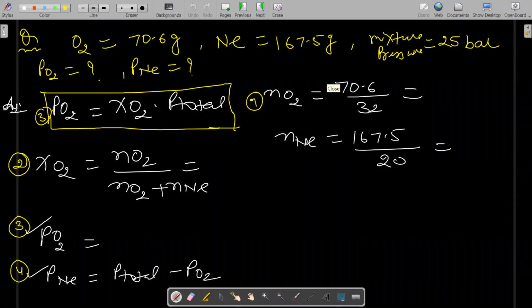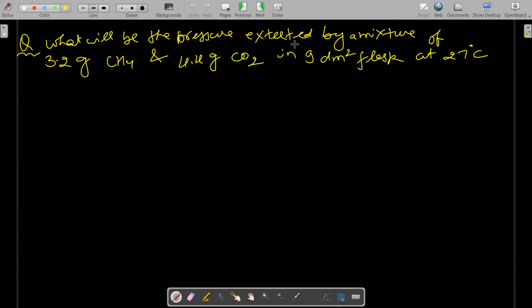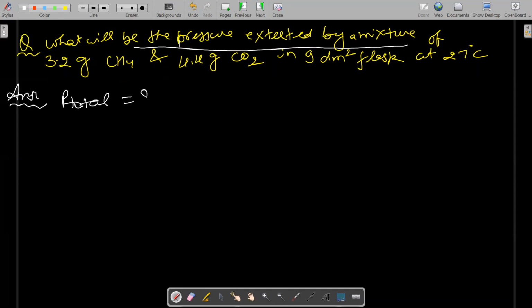Yes, ma'am. So now, what will be the pressure exerted by a mixture? Means what you have to calculate in this. First, read the line and then tell me what is required or what is to be calculated in this question. What will be the pressure of the mixture? Means what is the meaning of this? What do you have to calculate? Total pressure. Yeah, you have to calculate P total. And what is given? The mass of both gases is given. Volume is given. Temperature is given.